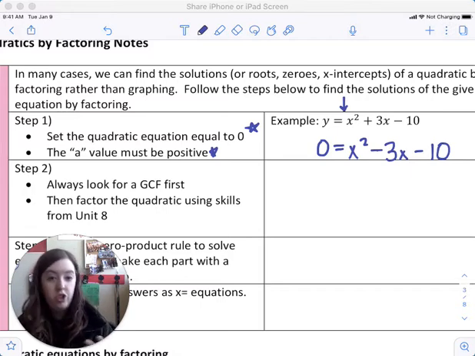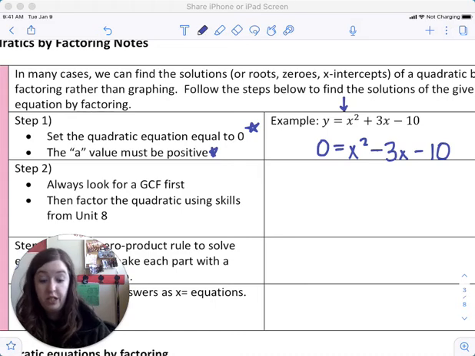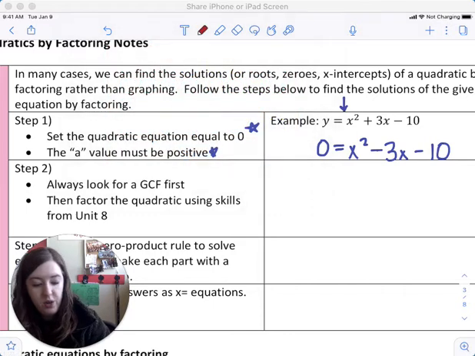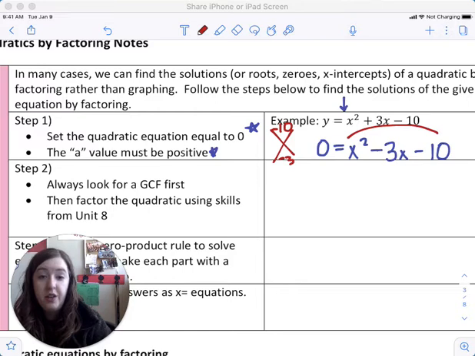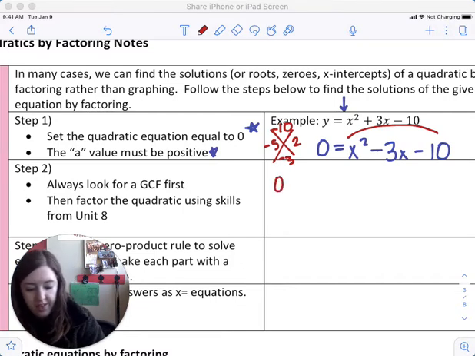So just like we factored in the last unit, we're going to look for our greatest common factor. I don't have a greatest common factor with x squared, negative 3x, and 10. So we're just going to go ahead and split the middle term here. So remember, to split the middle term, we're going to multiply our a and c. 1 times negative 10 is negative 10. Our b value there is negative 3. So the numbers that are going to multiply to negative 10 and add to negative 3 are negative 5 and positive 2.